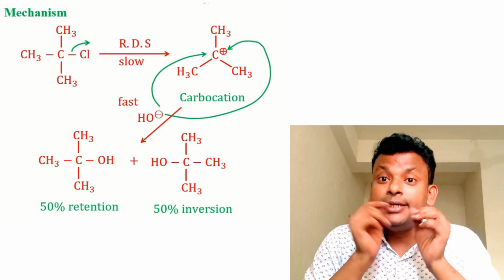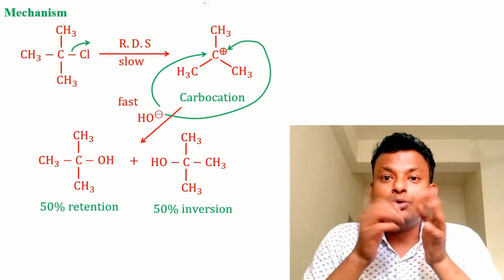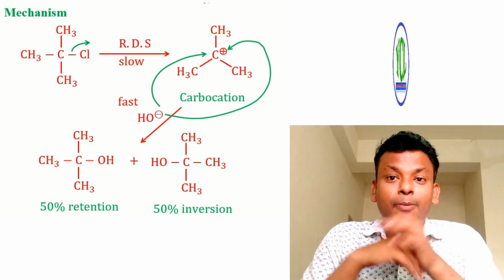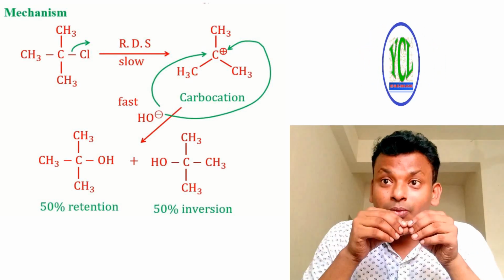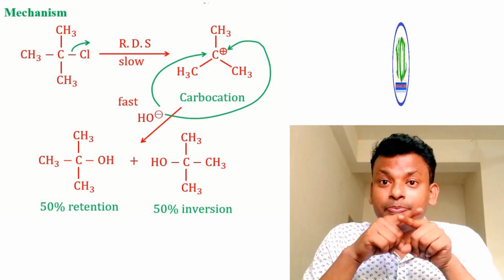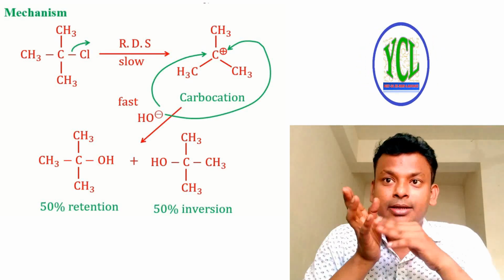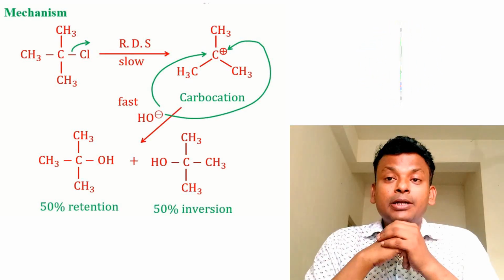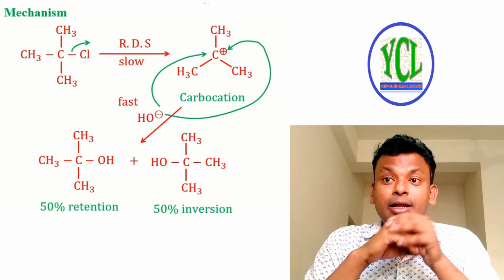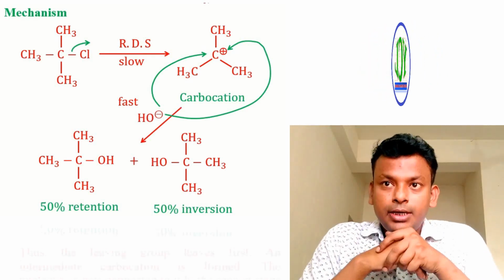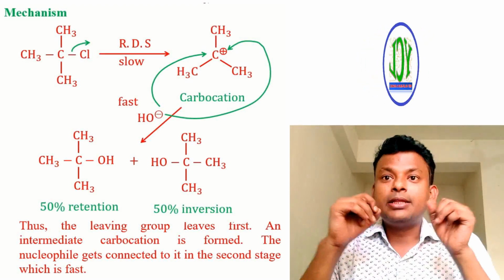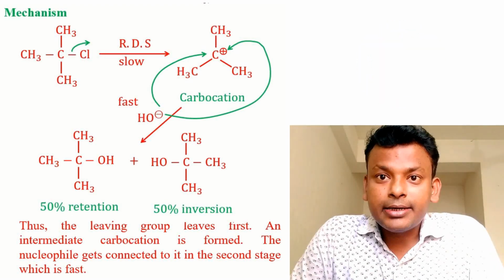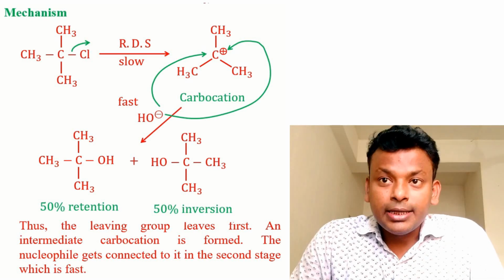We know that the 3 degree carbocation is more stable due to the plus I effect of the methyl groups. So in the next step, OH negative, that is the nucleophile, attacks from both sides, front side and back side, and the product forms 100%, 50% retention product and 50% inversion product. Thus the leaving group leaves first and an intermediate carbocation is formed. The nucleophile gets connected to it in the second stage.